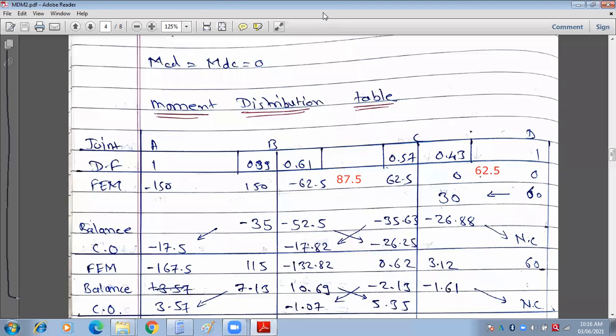Now the next step is that what we have to make the balance. This difference multiply with this distribution factor. This moment we have to write down over here. This difference multiply with this distribution factor. This moment we have to write down over here. Now again this balancing difference multiply with the distribution factor, write down this moment over here. Let us make the calculations so that you will understand.